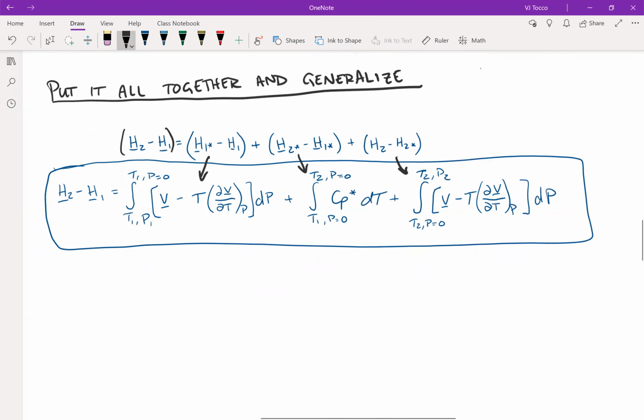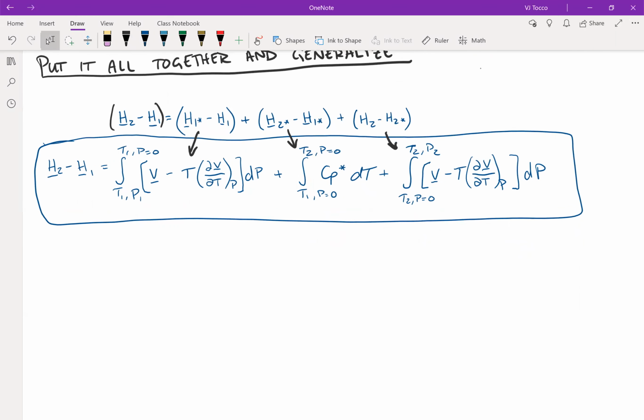All right, one last thing, and then we'll wrap up this video. This entire equation, you'll notice, is in terms of stuff that we know. The first term is V, T, and P explicitly. The second term is Cp star, which we do have information on. And the third term is also V, T, and P. So no problem in solving it.